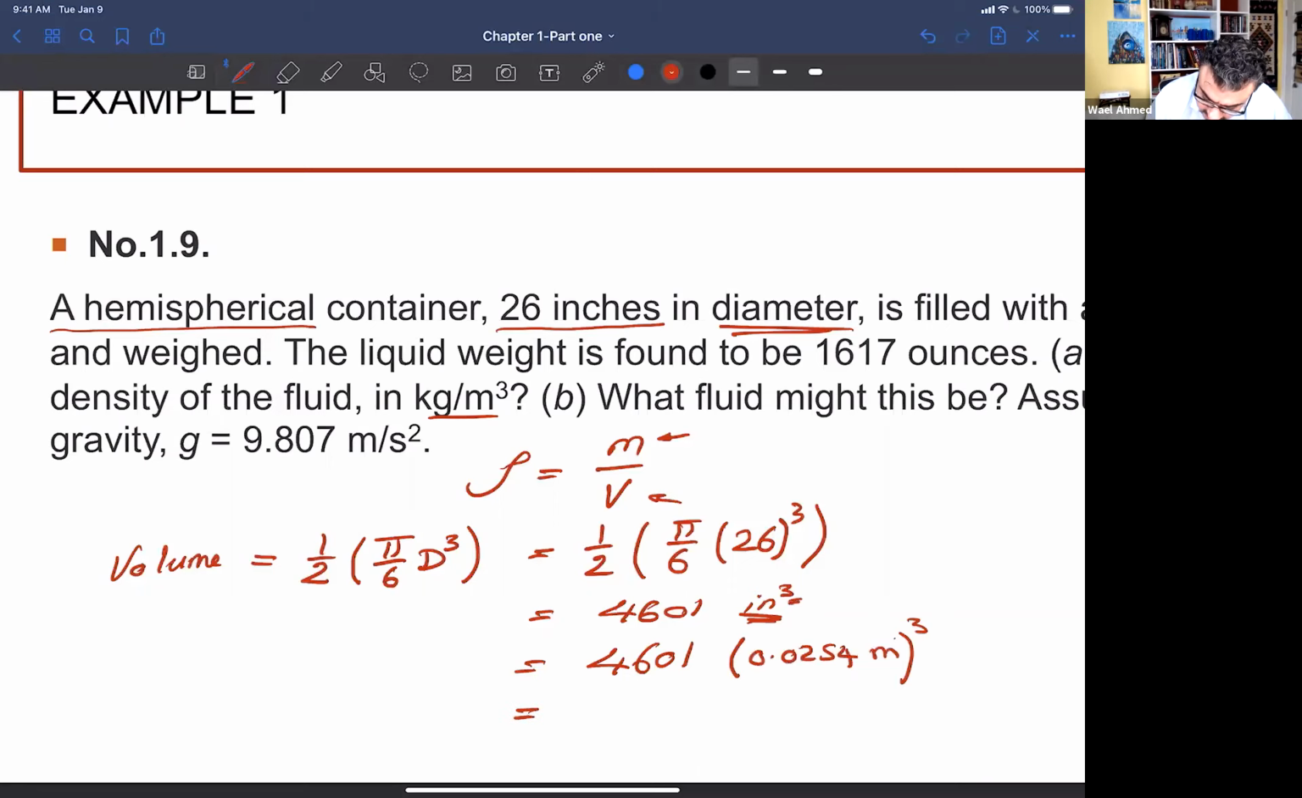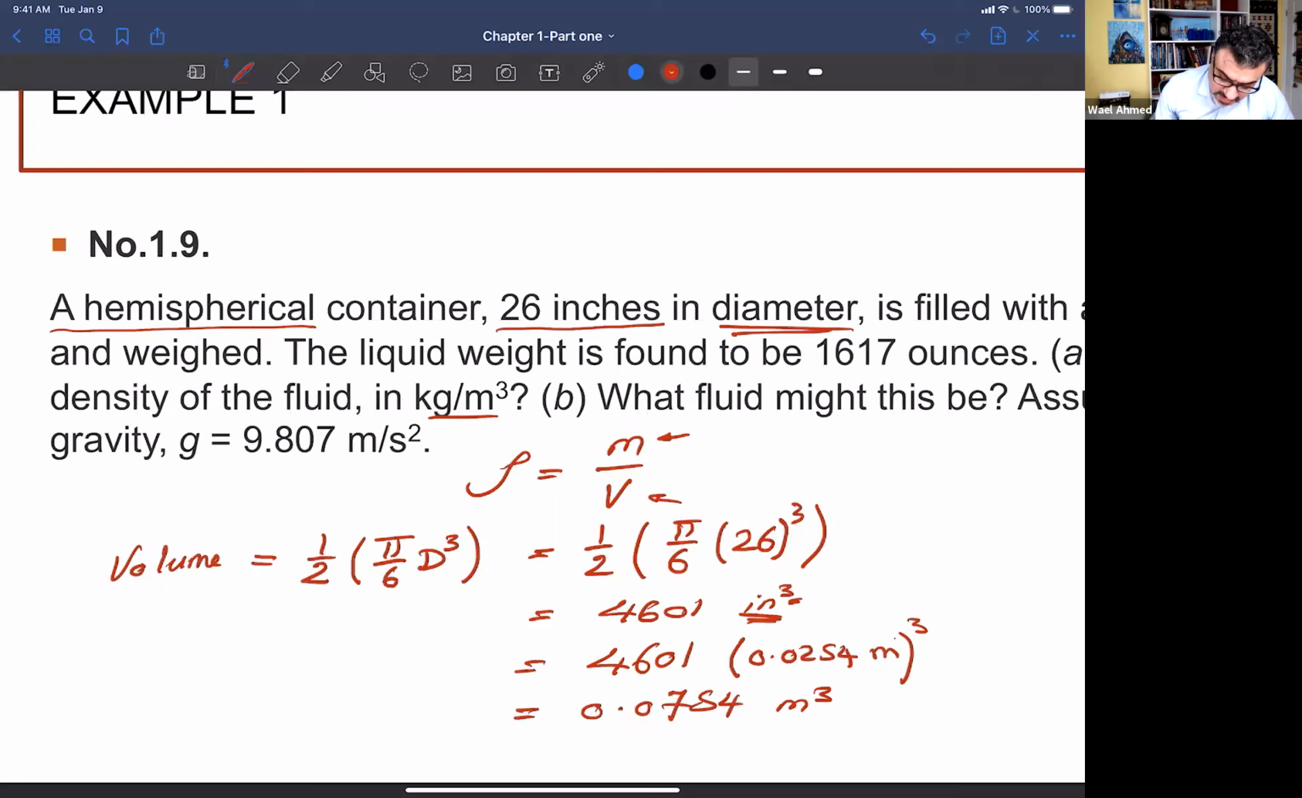So in this case, we have 0.754 meter cube.